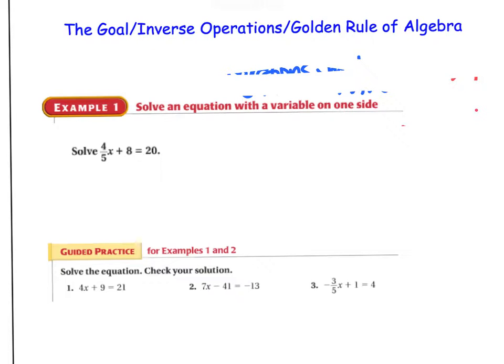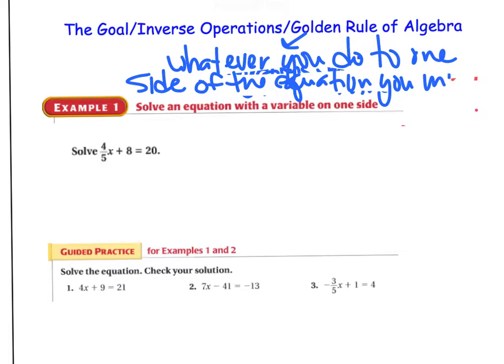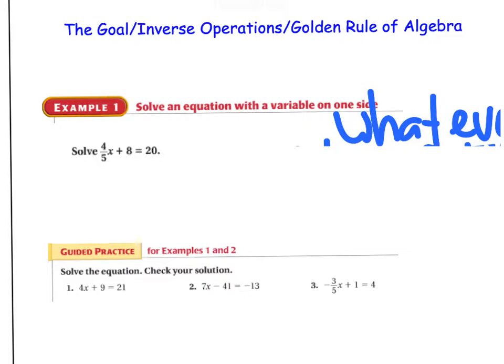So the golden rule of algebra says, whatever you do to one side of the equation, whatever you do to one side, and I mean like left or right of the equal sign, you must do to the other. Sorry. Hopefully your paper's big enough and you can write notes.